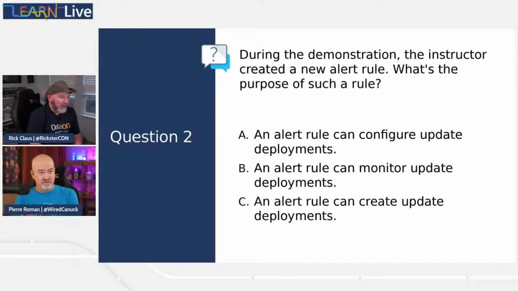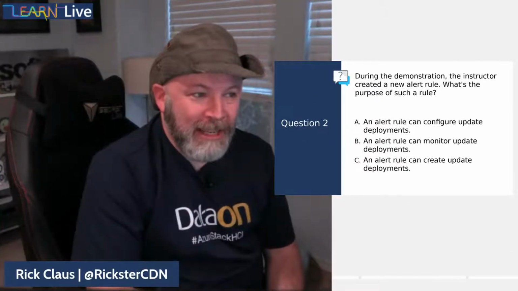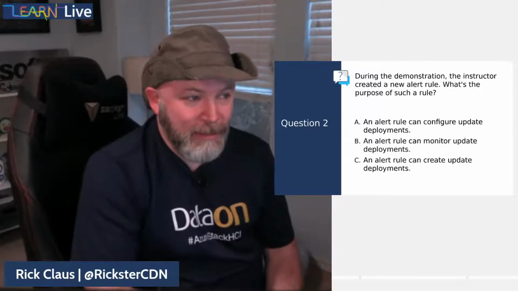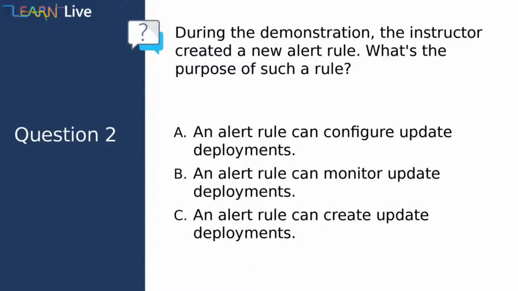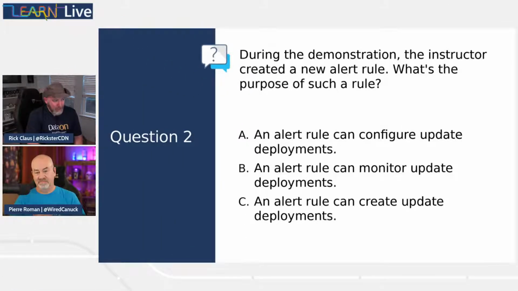Nice. During the demonstration that we ended up doing live, the instructor, I guess that would be Pierre and myself, created an alert rule. Now, what is the purpose of an alert rule? In this case, it gives you 3 choices. A, an alert rule can configure update deployments, or B, an alert rule can monitor update deployments, or C, an alert rule can create update deployments. So basically create them, configure them, or monitor them.